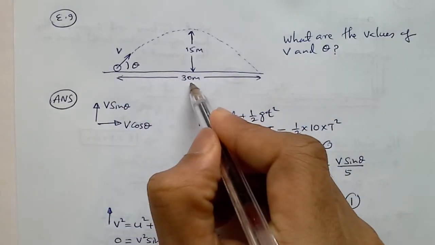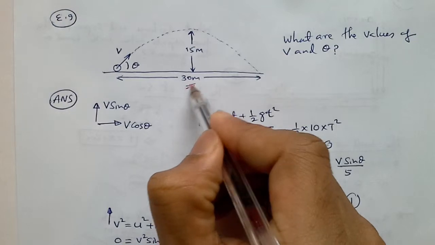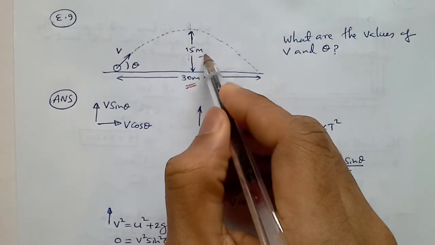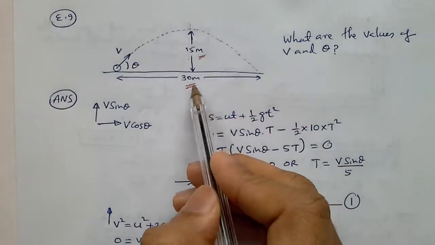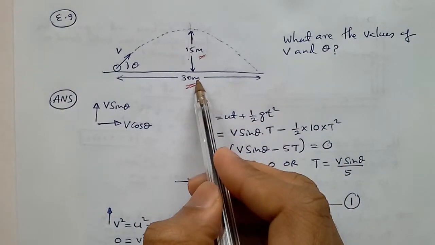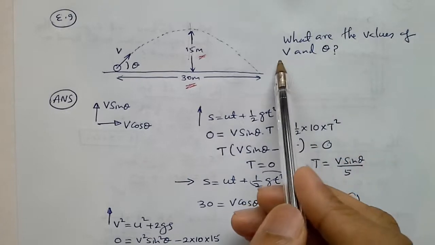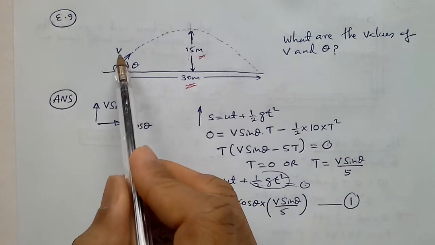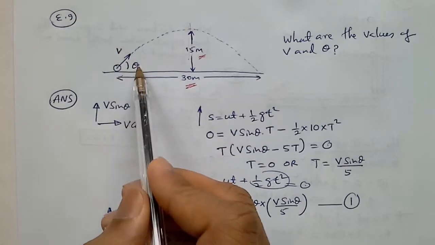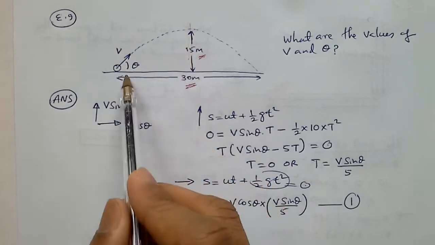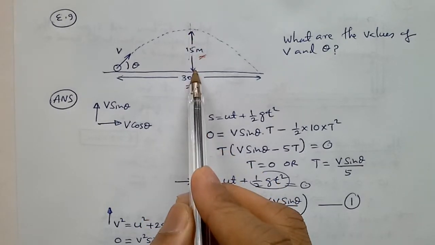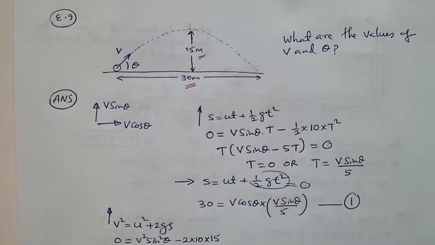The maximum range is 30 meters and the height reached by the object is 15 meters. So these two pieces of information are given. The question is, what are the values of v and theta? Meaning you need to find this initial velocity v and the angle theta such that the range should be 30 meters and the maximum height should be 15 meters. So how do you do this?